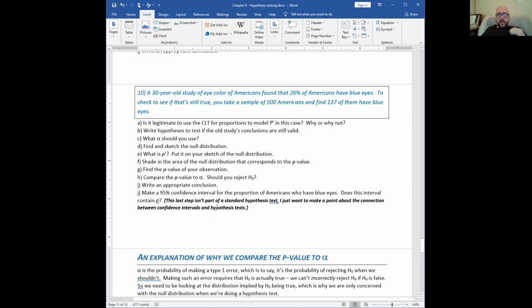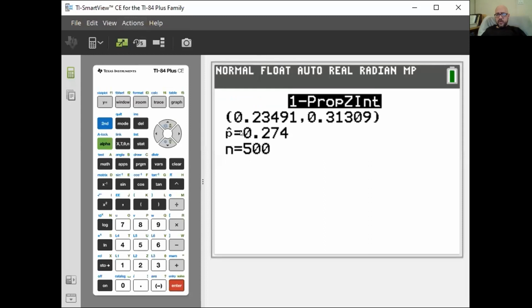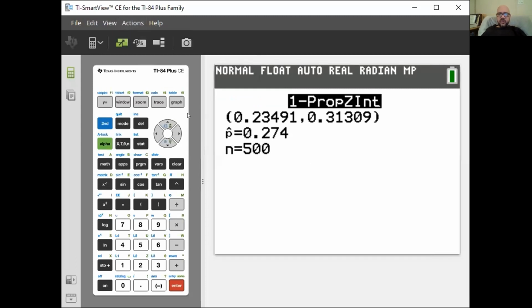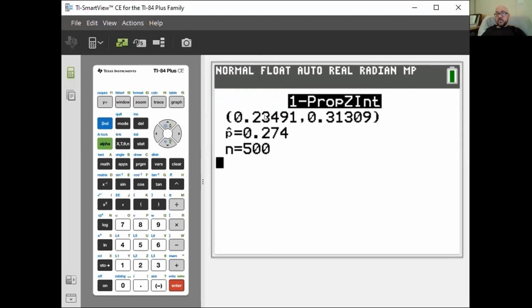P prime is right in the middle, so the calculator calls it P hat, like the rest of the world. Your book calls it P prime. So the question is, does this interval contain 26%? And it does, right? Between 23.49 and 31.3, 26 is definitely in there.